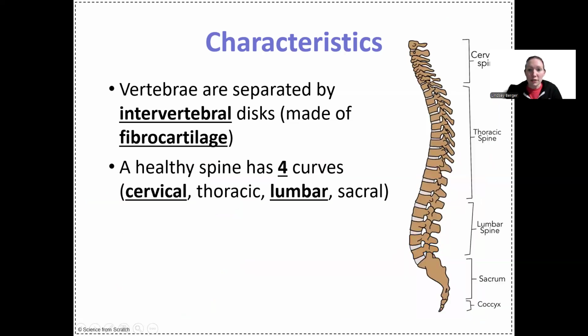Okay, so I already talked about how we have curves here, right? You'll notice it kind of has four distinct curves. So we just kind of follow it.